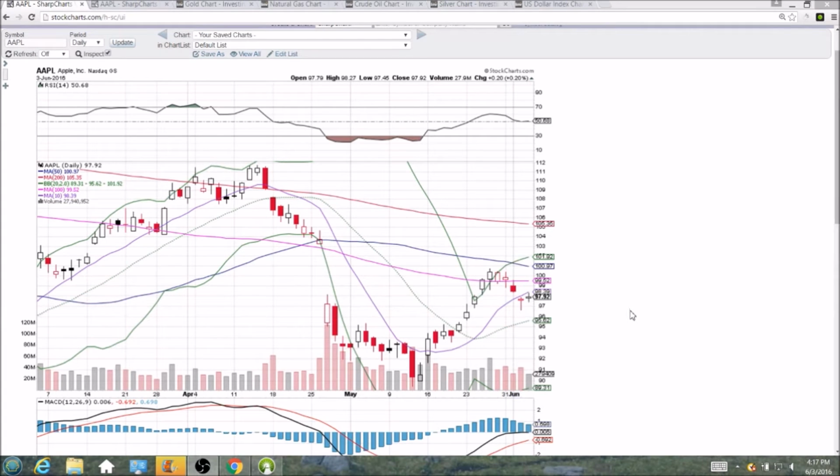So if we cannot get over this 10-day moving average resistance, we're looking down at the low of today as support. That level is 97.45, and then the low of the week, 96.63.